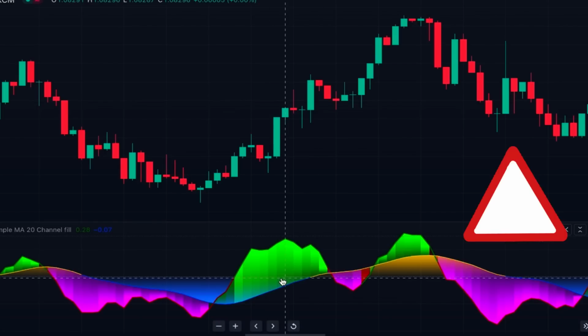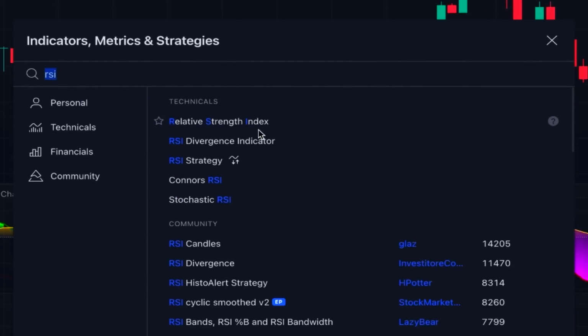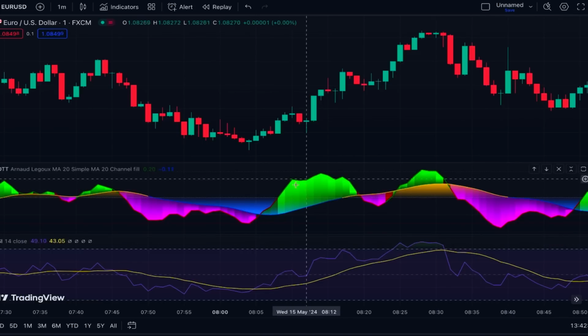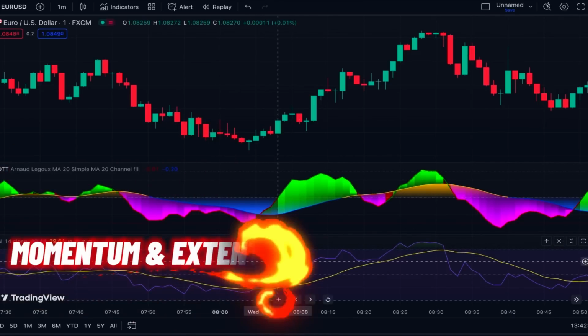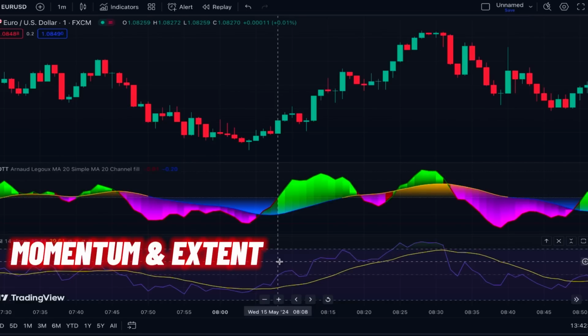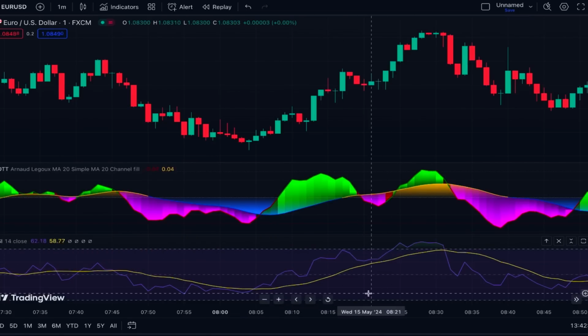So this indicator is a great tool for telling you about the strength of the movement, and it is an excellent complement to a momentum based indicator. For example, we add RSI to our chart, this one, relative strength index, and these two indicators are a good match because one of them shows you the strength and pressure in the market, and the other one momentum and extent of the price movement. That will help you with identifying overbought or oversold condition of the market.